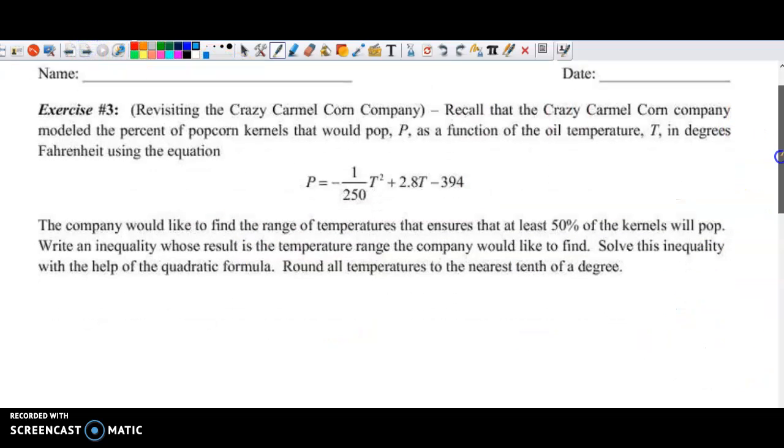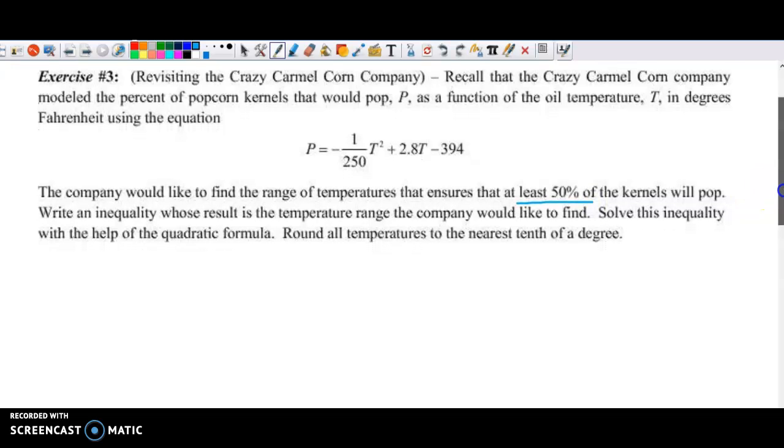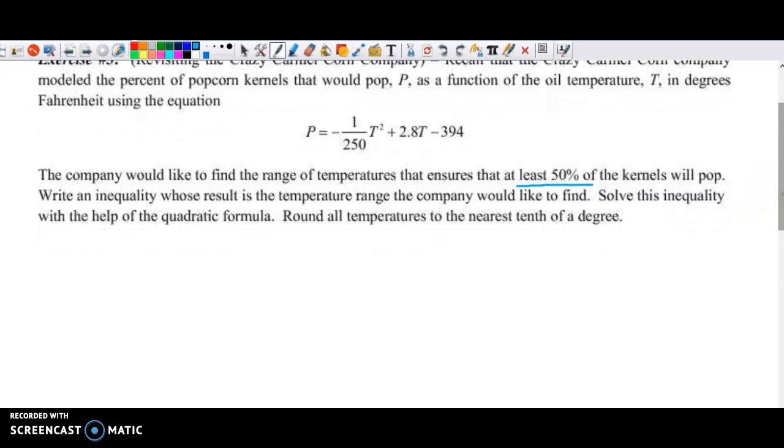So here's another problem. Crazy Caramel Corn Company. We have a percentage of popcorn kernels that pop with the temperature. And what they're asking you to do is write the range of temperatures that ensure at least 50% of the kernels will pop. So how can we set that up? And it's been a while since we've actually done these types of problems.